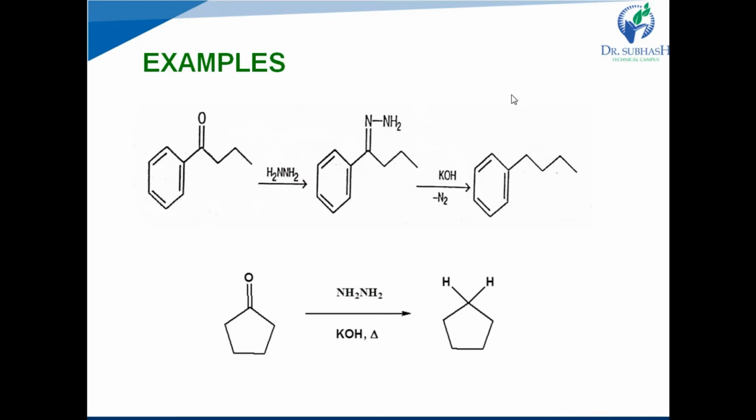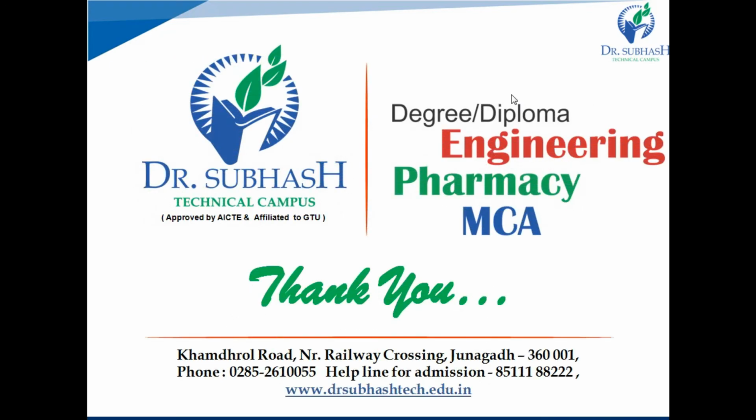Second example is cyclopentanone. Cyclopentanone undergoes the same Wolff-Kishner reduction in the presence of hydrazine, base and thermal condition to form the corresponding alkane, that is cyclopentane. Thank you.